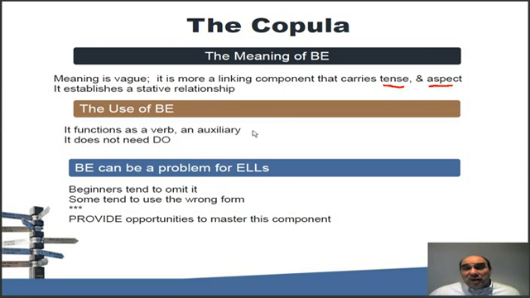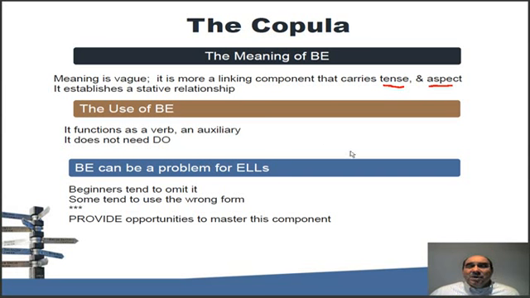Additionally, it has different jobs, as we mentioned before. It can function as a verb. It can function as an auxiliary, and it doesn't need "do." It functions as an auxiliary for things like "he is going," right? So I have "is" and "going," and they go together to form what we would call the present progressive. It's not a be verb in that sense now. It's not the main verb anymore. It's an auxiliary, and it doesn't need "do."